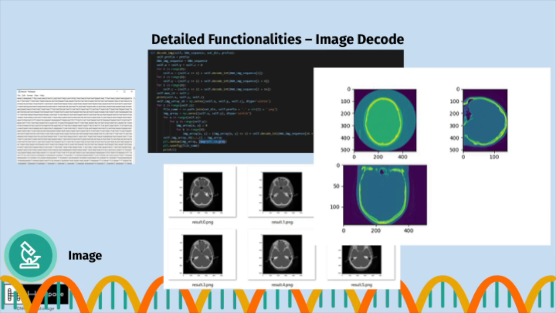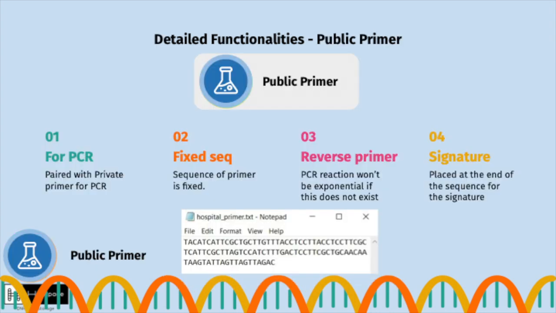The image array can be stored for further treatment, and the image will be outputted into the output folder as PNG files. The last section of our DNA sequence is the public primer section. The main purpose of this section is for allowing users to do PCR analysis on our DNA sequence. This last section also acts as a signature that enables users to trace back the source of the files that they store.